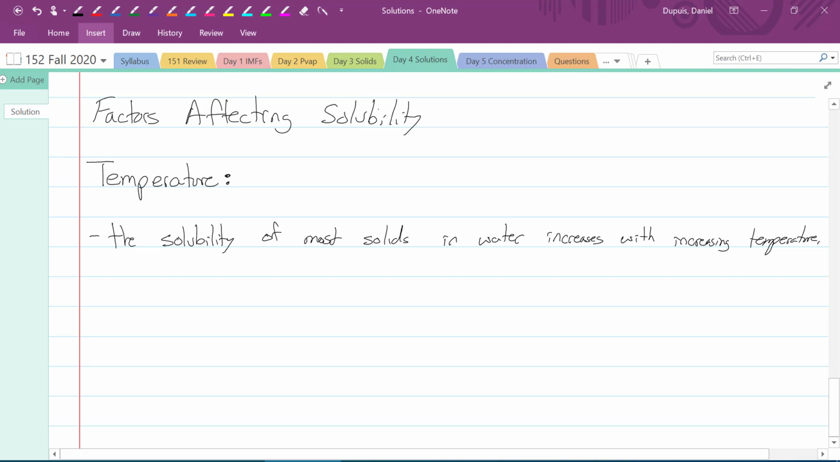And so we knew this. A lot of us knew this, that the solubility of most solids in water increases with increasing temperature. What we might not have known is that the solubility of gases in liquids decreases with increasing temperature.